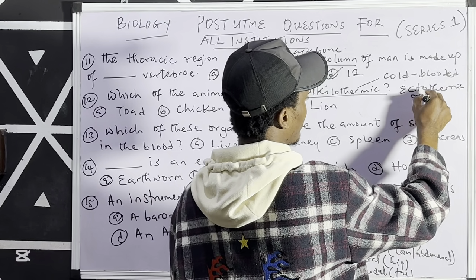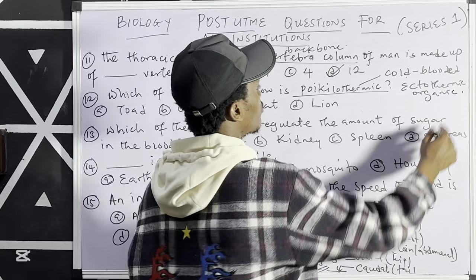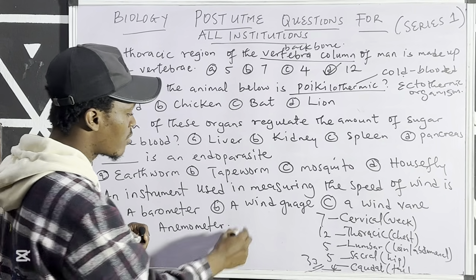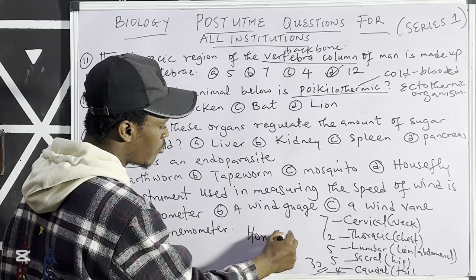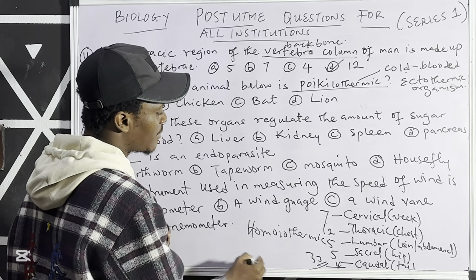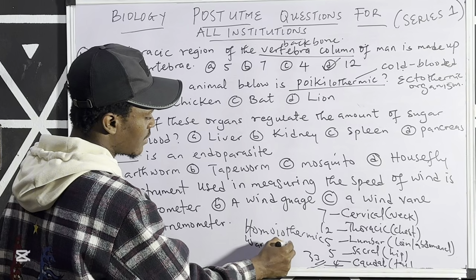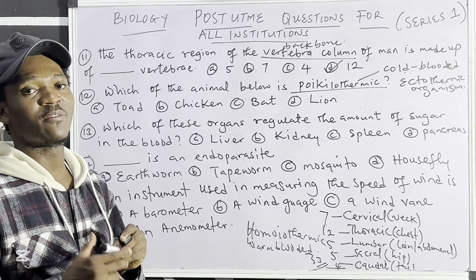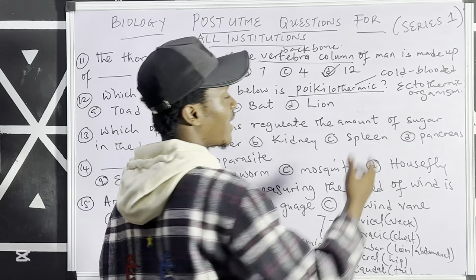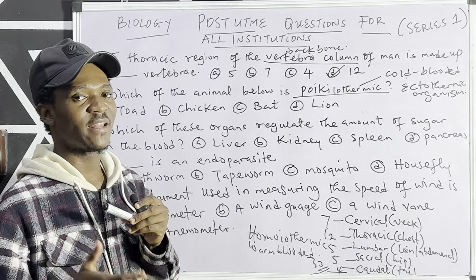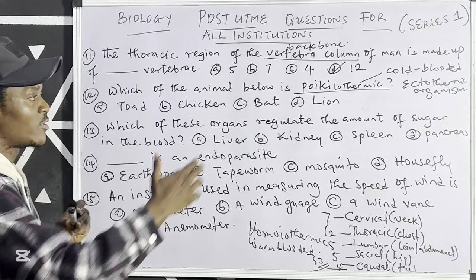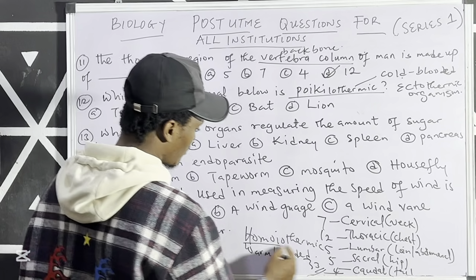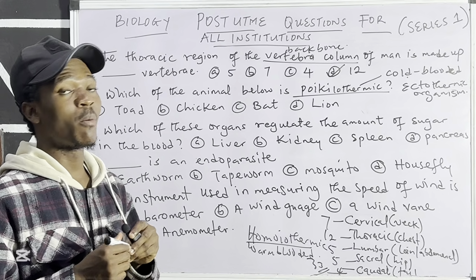Ectothermic. Then directly opposite to poikilothermic organisms, we now have homeothermic organisms. Homeothermic are simply warm-blooded animals or warm-blooded organisms. These warm-blooded organisms, I can as well rename as endothermic organisms, because ecto talks about outside, while this one is ectothermic. So these homeotherms or homeothermic organisms are warm-blooded organisms.